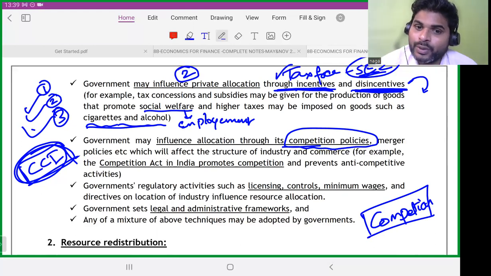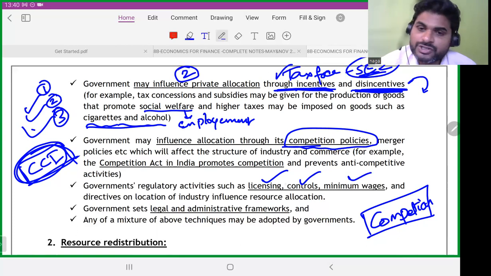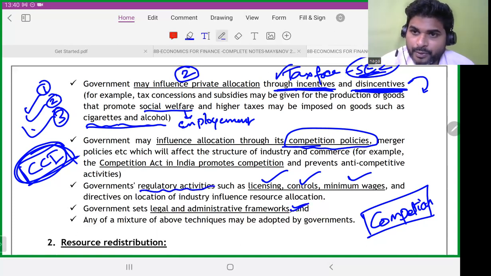Government can do certain regulatory activities. For example, licensing. If you want to put up a bar, you need a license, and there are certain controls, minimum wages, and directives on the location of industry, where you need to put industry. Those things government can do. Government can also set certain legal and administrative frameworks. If you are doing this legally, there are certain rules and regulations that you need to follow, right? Those things will be there, and a mixture of any of the above techniques.